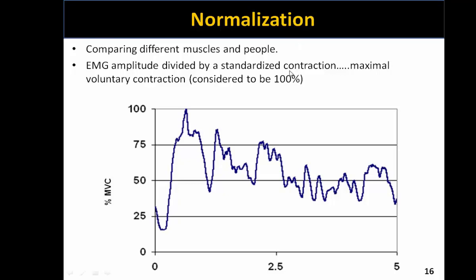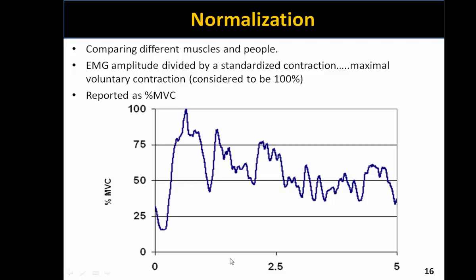But if we can take the signal and divide it by a standard contraction, a very common standard contraction is something called the MVC, the maximal voluntary contraction. So a person would be asked to contract their muscle as hard as they possibly can against external resistance, and the recorded EMG signal is considered to be 100%. Then we would ask that person to perform some functional task or a less than maximal contraction, and those data are converted to a value that is a percent of their maximal voluntary contraction.